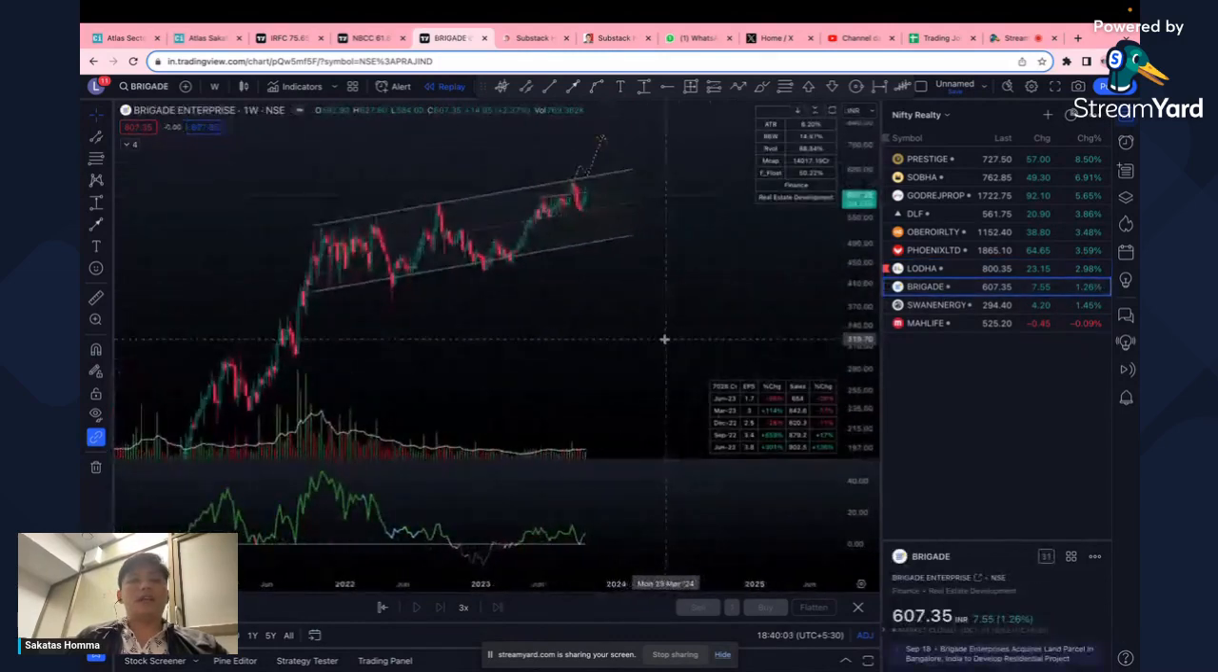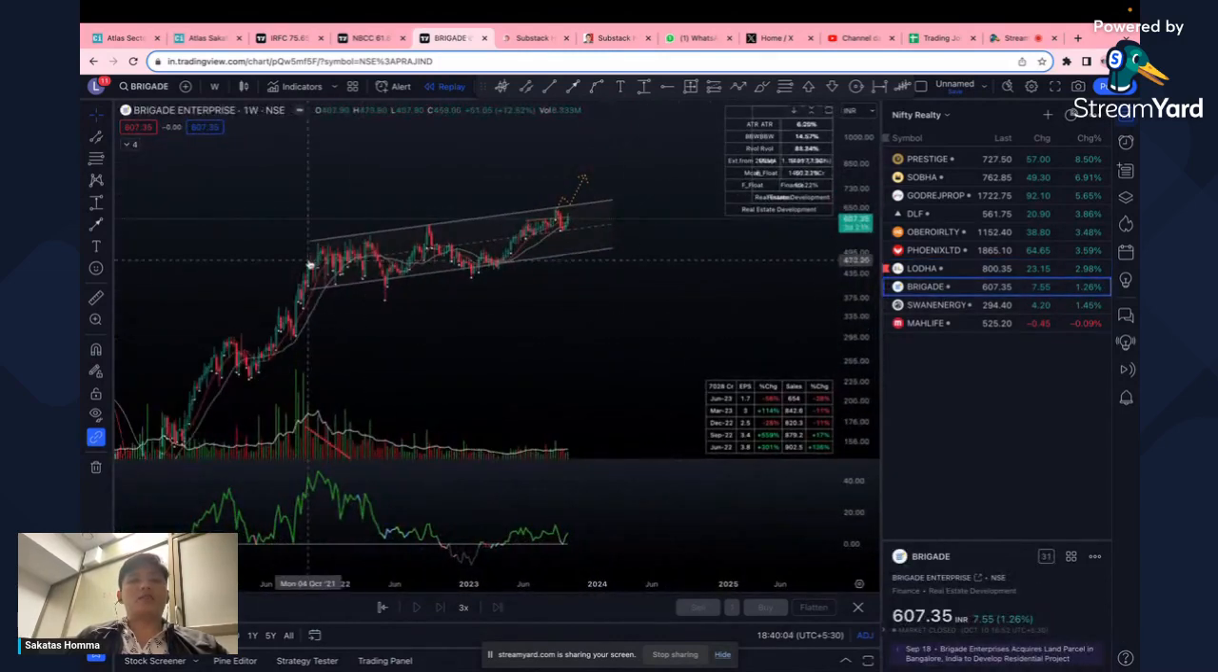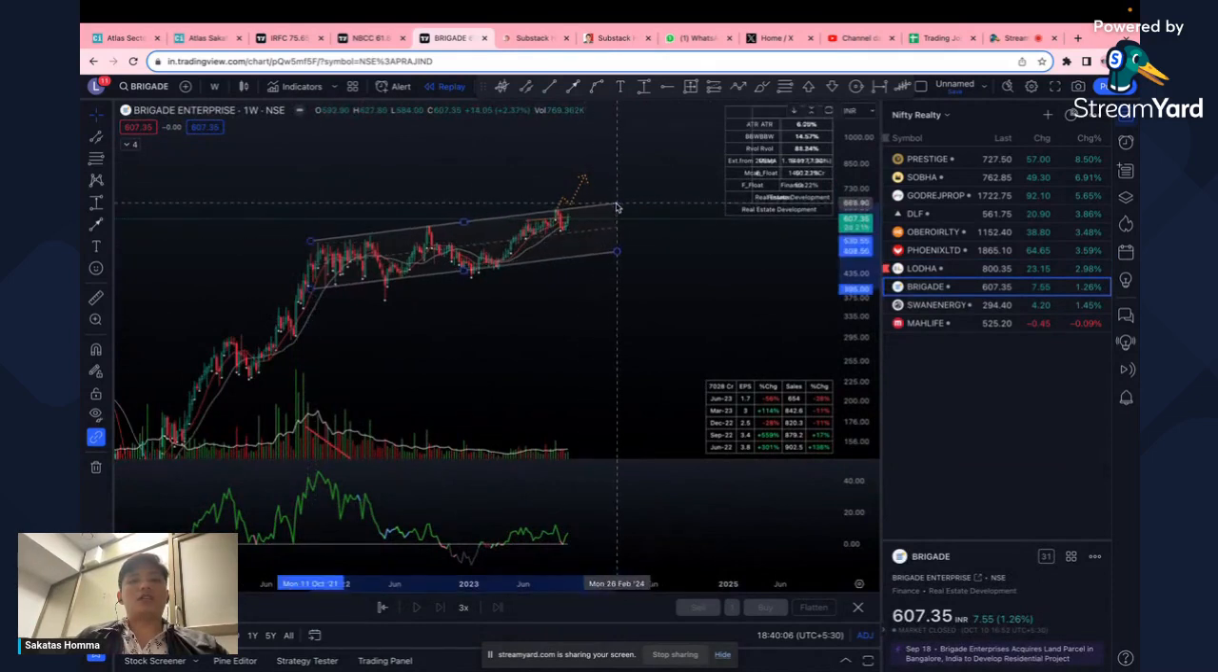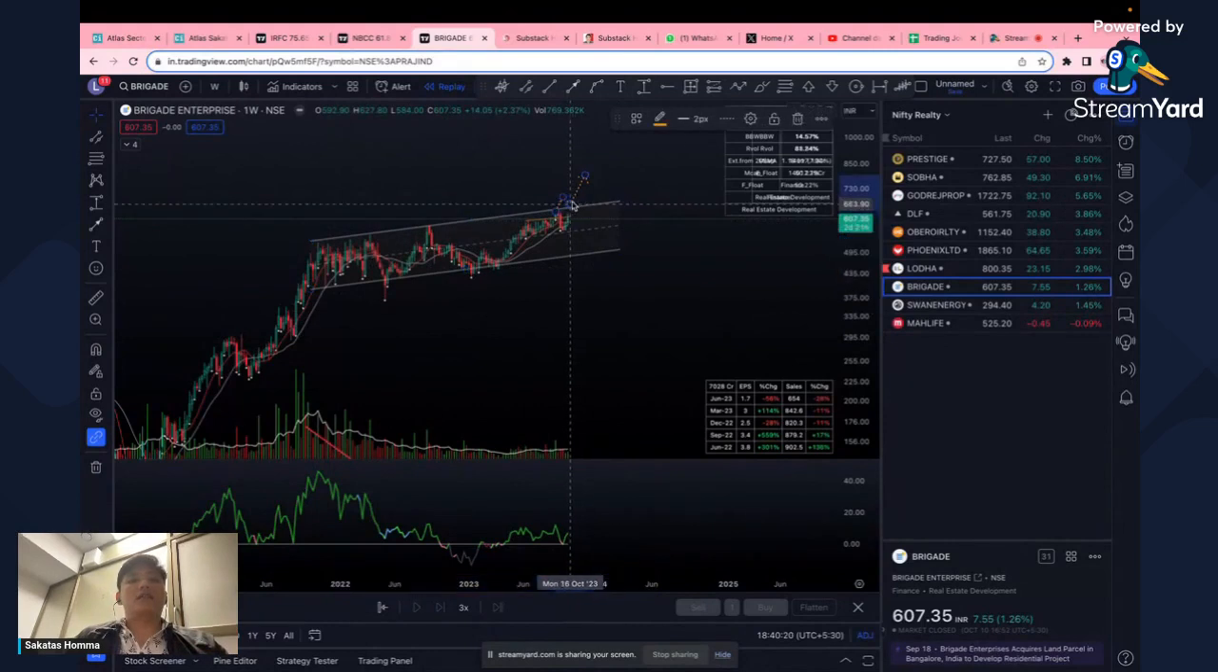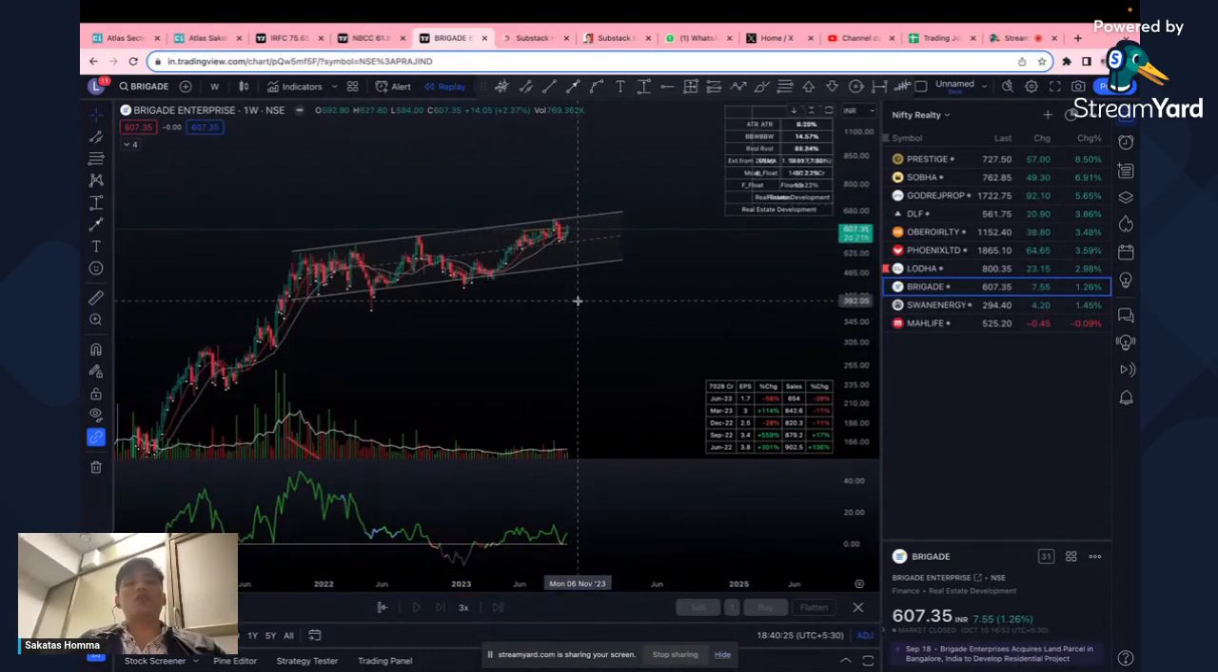Brigade: in the rest of them we saw a flat base kind of structure, whereas Brigade is also a flat base but is sloping up. This inherently means that the base itself is so strong that the accumulation is visible due to the slope. And this is also very near to a breakout, which I call a BOB, a bullish on bullish breakout.